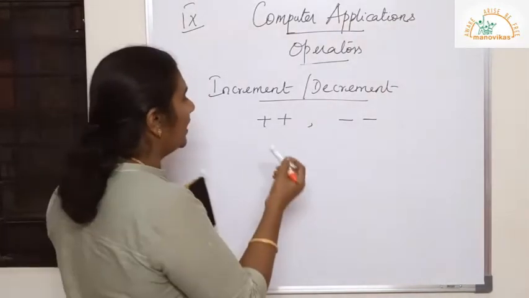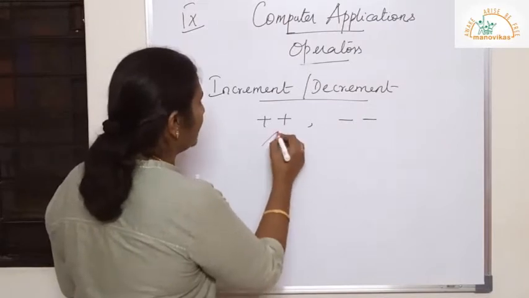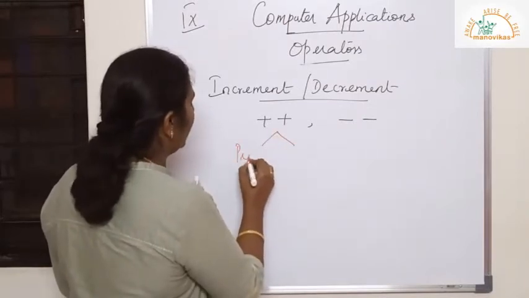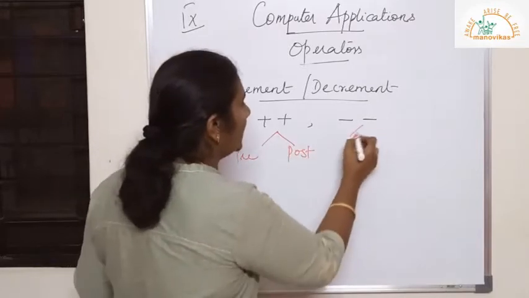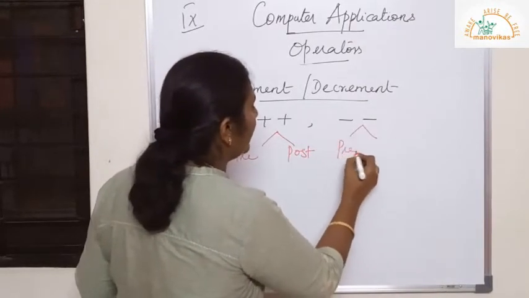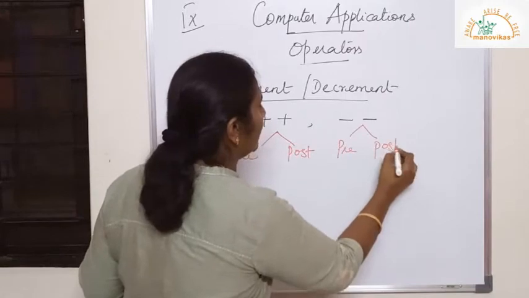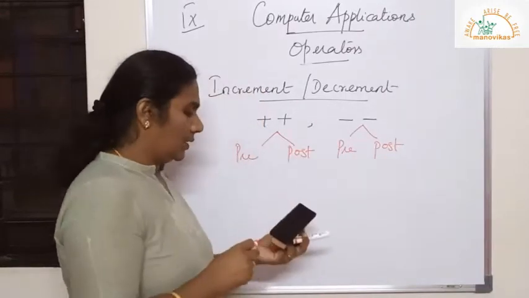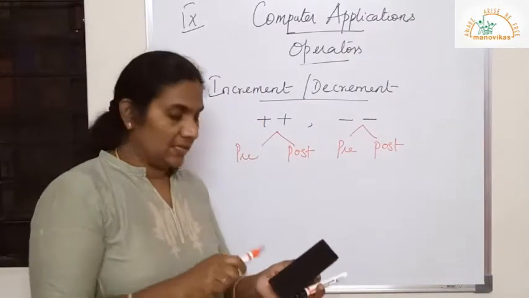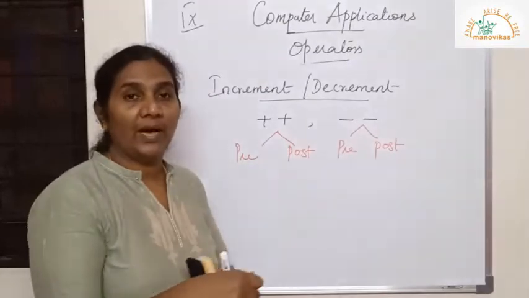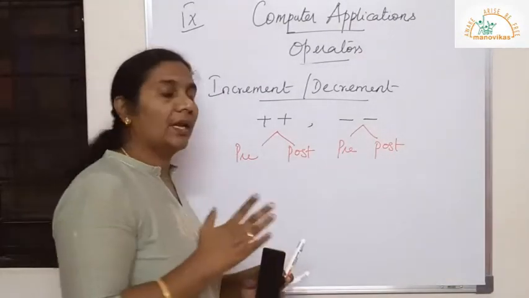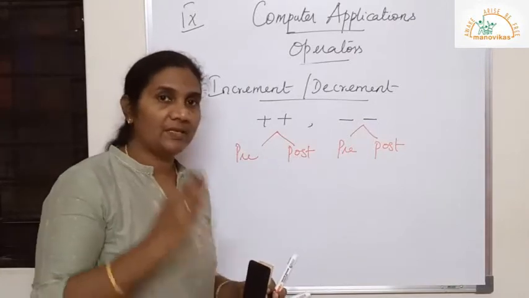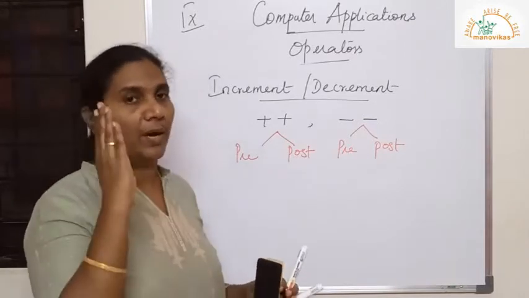Now this increment decrement is further classified as pre-increment and post-increment. Similarly, this is pre-decrement and post-decrement. Increment is incrementing the value of the variable by 1. Decrement means decreasing the value of the variable by 1.